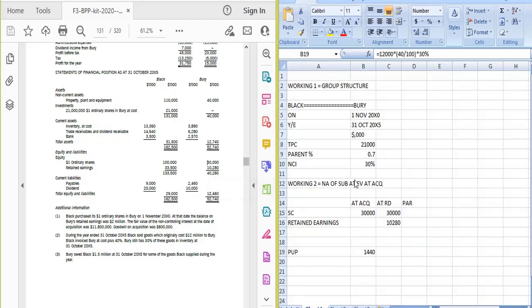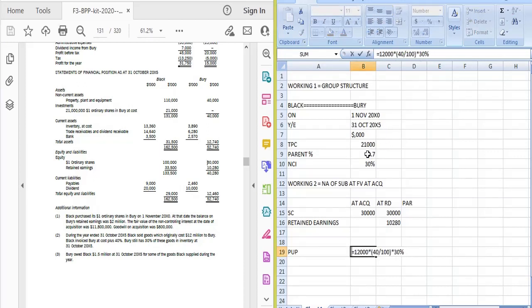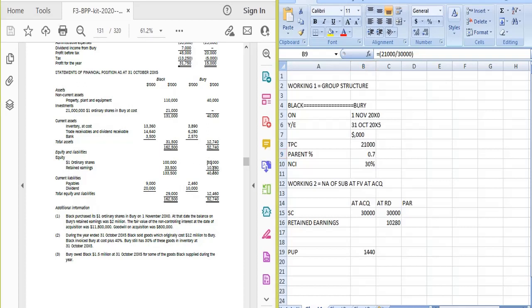Now, if you need to find the parent percentage, have a look at the formula and the calculation I am doing. I have taken the number of shares acquired by the parent in the subsidiary, which is 21,000, and divided it by the total number of ordinary shares of the subsidiary. Where do you get the total shares of the subsidiary? It is in the subsidiary's financial position in the equity section. The nominal value is $1 and 30,000 is the amount given, so 30,000 is the number of shares. So you can get the percentage: 70% acquired by the parent. What is the percentage acquired by NCI? It is 30%.